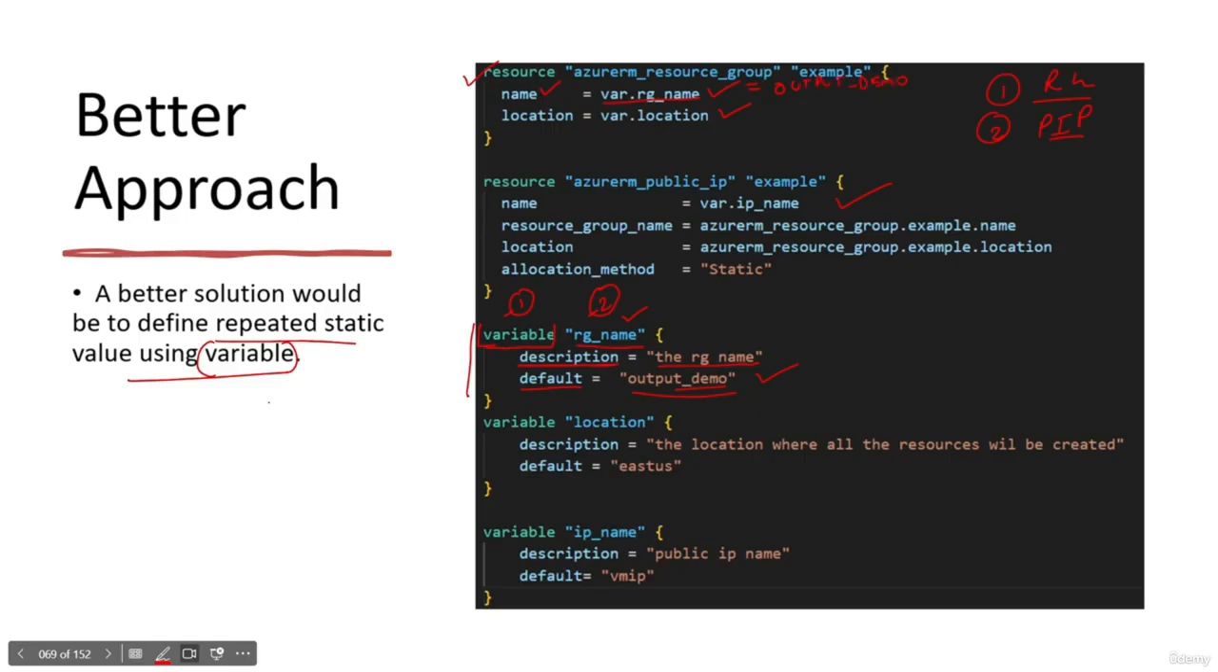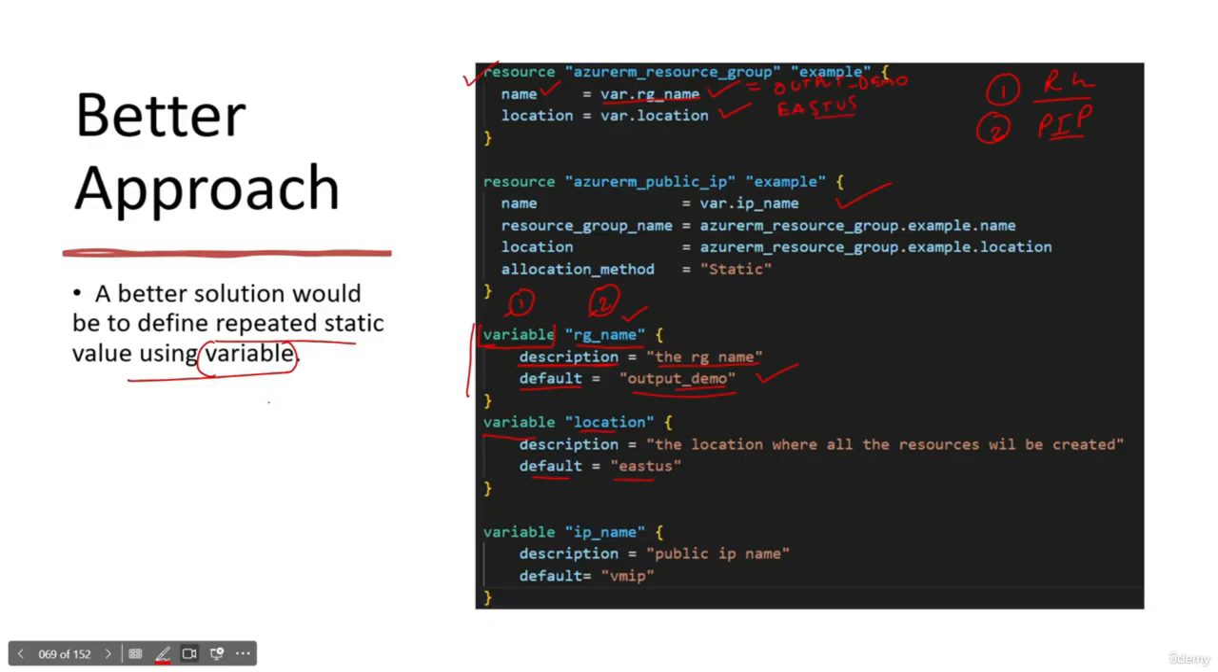We have mentioned a keyword called variable, and then we have mentioned the variable name as location. And here we have a detailed description, I would say, the location where all the resources will be created. We have mentioned the default value as East US. So when we run here, the value will become East US.